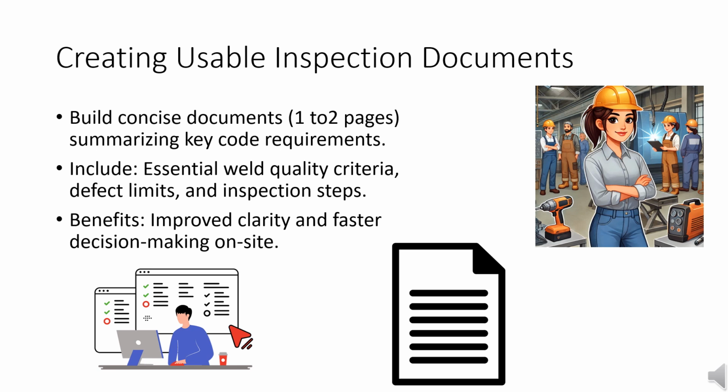This could be a 1 or 2-page document, or it might be shorter, depending on your specific needs. It's essential to include weld quality criteria, defect limits, and acceptance rejection standards in these documents. The reason is simple. It gives us clarity and allows for faster decision-making on site. We don't want a welder working at height on scaffolding, flipping through a welding code to find an answer when a clear, concise document could provide everything they need.